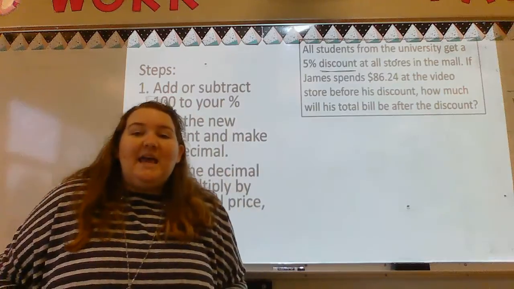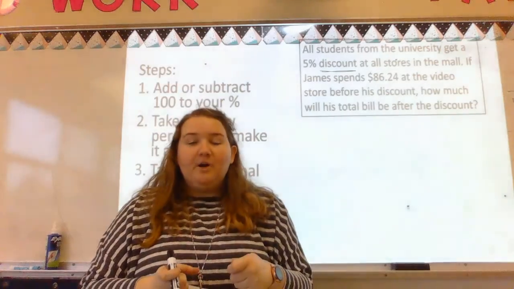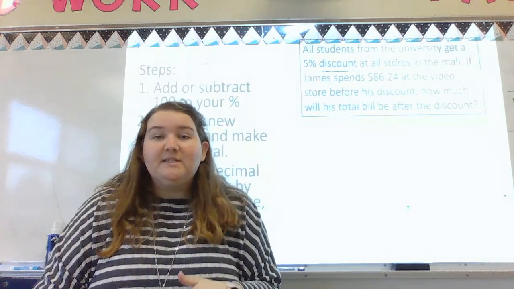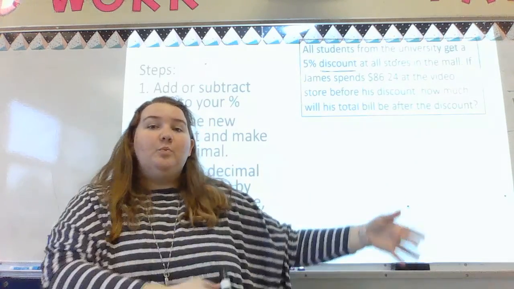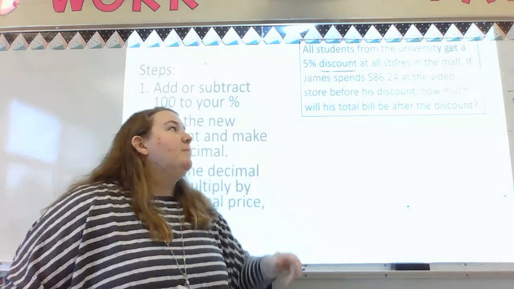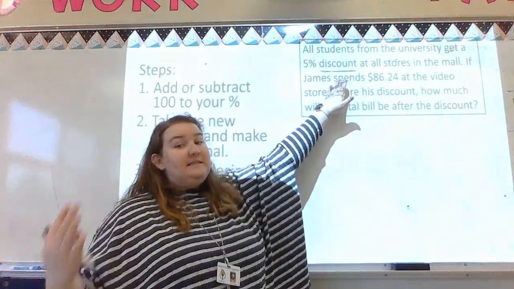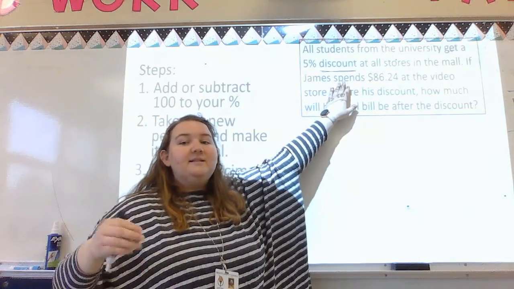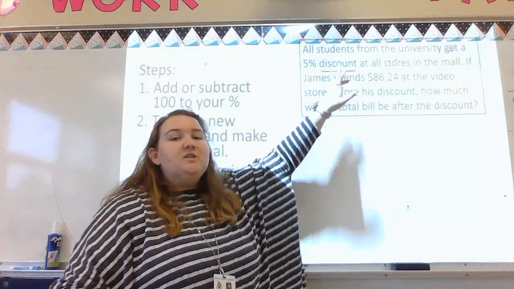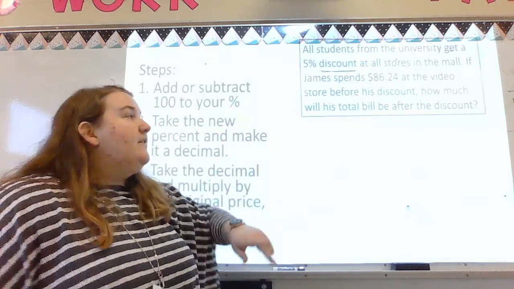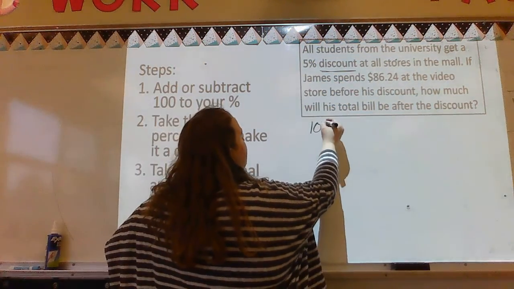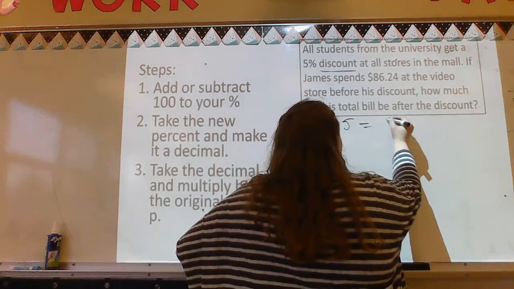So we're taking a price, an original number. We're applying a markup or a markdown, that's your percent, to it to get a new price. So price, percent, new price. Okay? So the reason I had us underline discount is because discount tells us it's a markdown. So if we mark down something, then instead of adding 100, we're going to subtract. So 100 minus 5 is 95%.